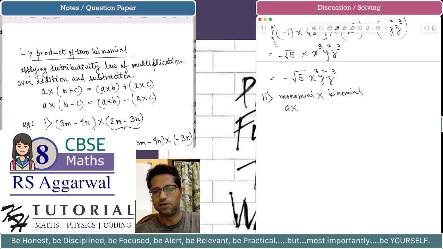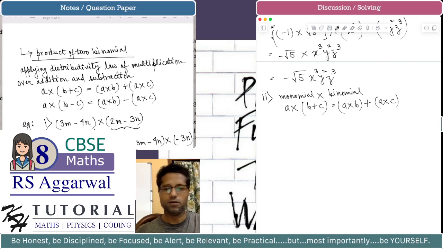If you have an expression a multiplied by b plus c, this will be equal to a multiplied by b plus a multiplied by c. You already know these results, the distributive property of multiplication over addition and subtraction on the rational numbers. It also works for algebraic expressions, where a, b and c can be a constant number, a variable, or also a term.